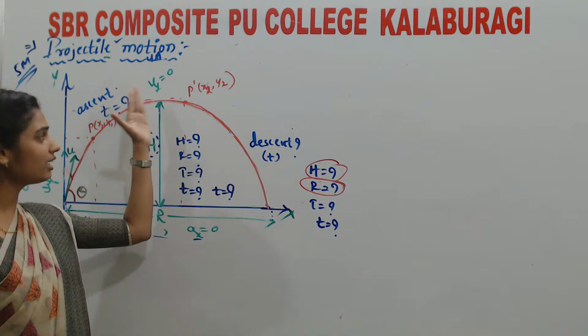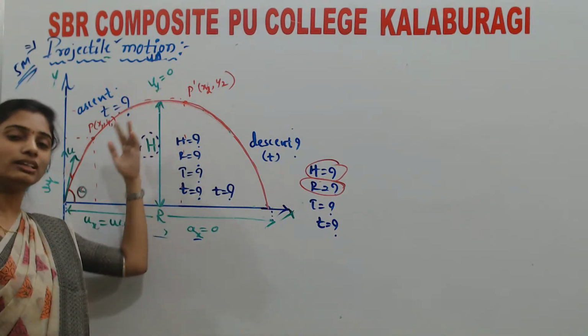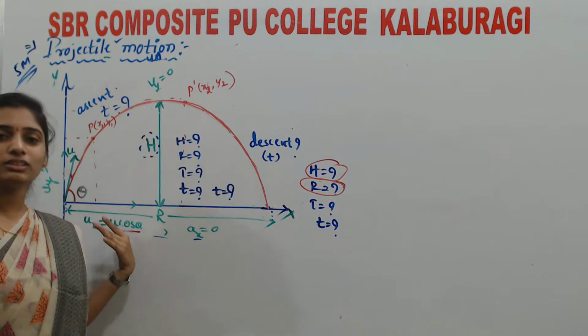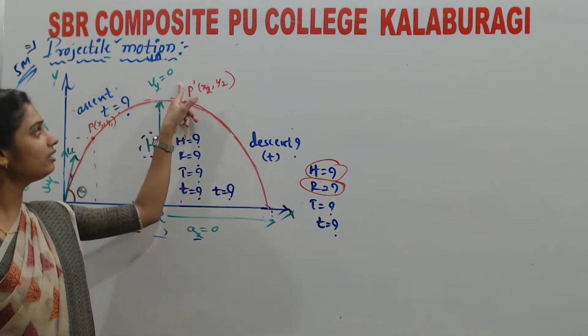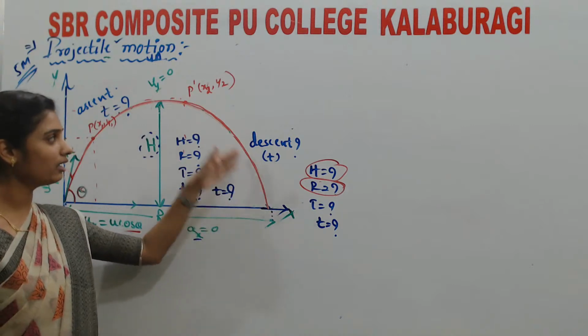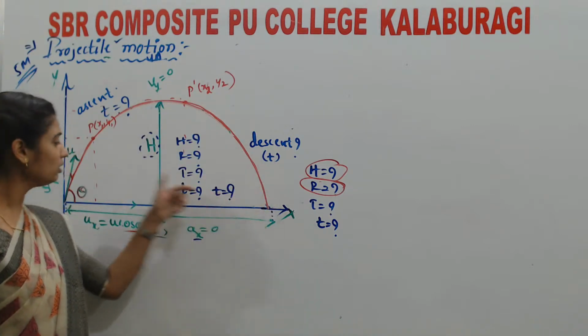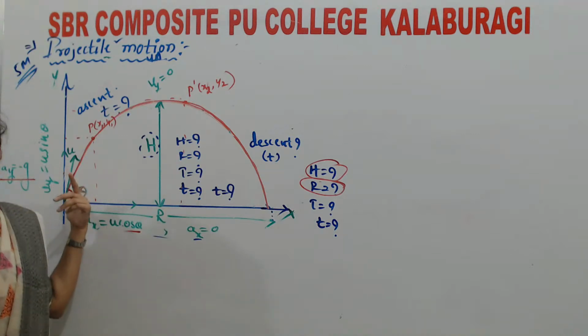Vertically, as it is changing heights, as it moves up and up and up, potential energy increases, so kinetic energy will be decreasing, and velocity will be decreasing. Finally it reaches the value 0 at the maximum height, and again it comes back. While coming back, the velocity again increases, and it comes to the value with which it is projected. Okay.